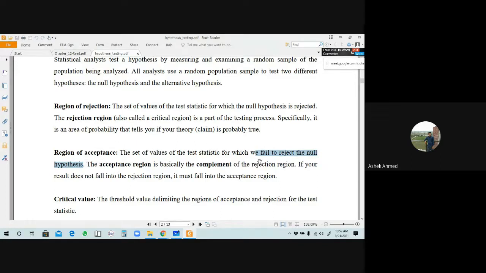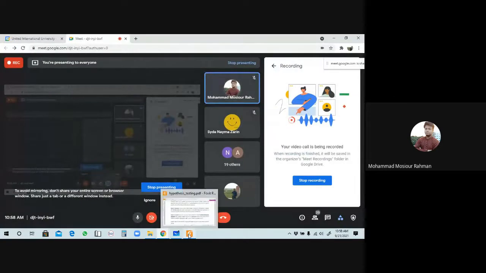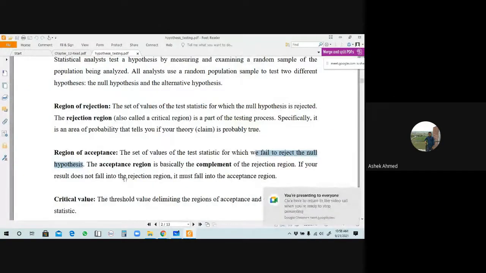Can you say what you mean by this sentence, we fail to reject the null hypothesis? Now tell me, what do you mean by we fail to reject the null hypothesis? This represents that we fail to reject the null hypothesis, that means we accept the null hypothesis. That will be called here the region of acceptance.